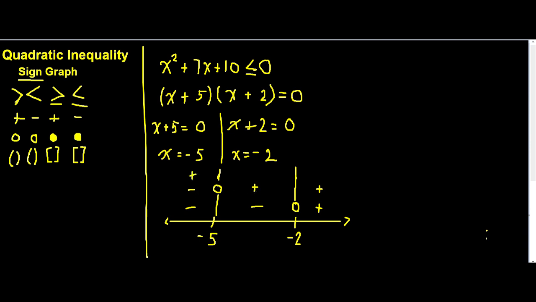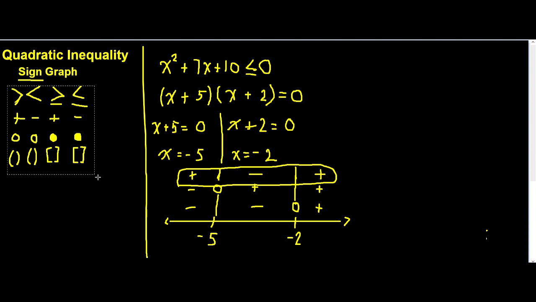Dito naman, you have negative times positive, magiging negative. Dito, positive times positive, positive. Again, ito yung titignan nyo para hanapin kung saang part yung shashadan nyo. Ngayon, anong part ba dapat yung shashadan natin? Or before we shade, decide on what circle are we going to use.